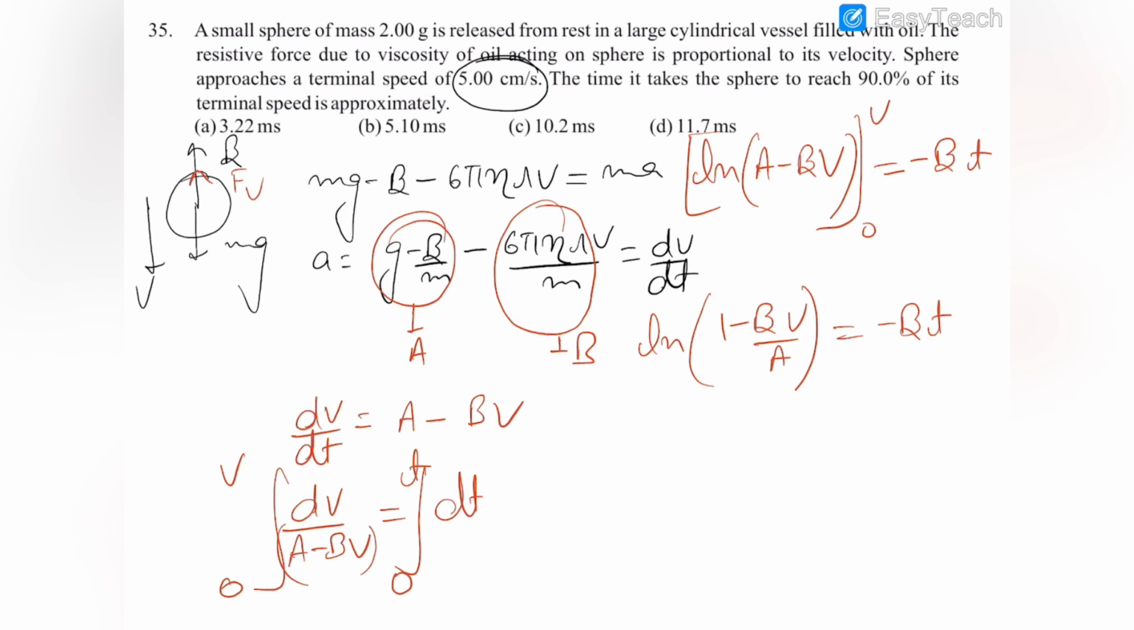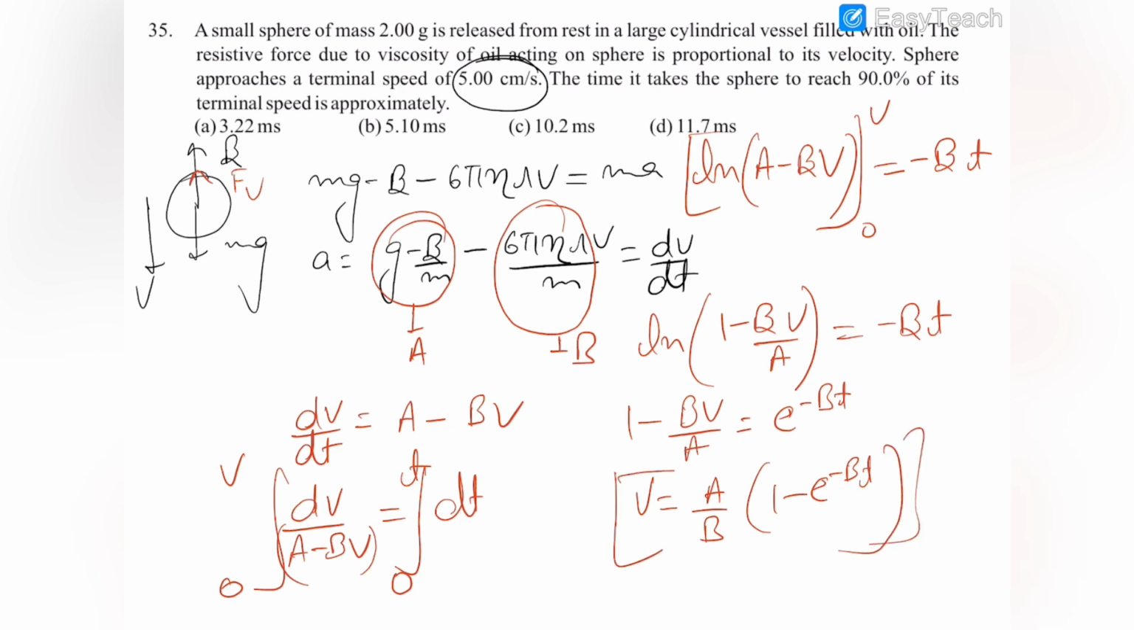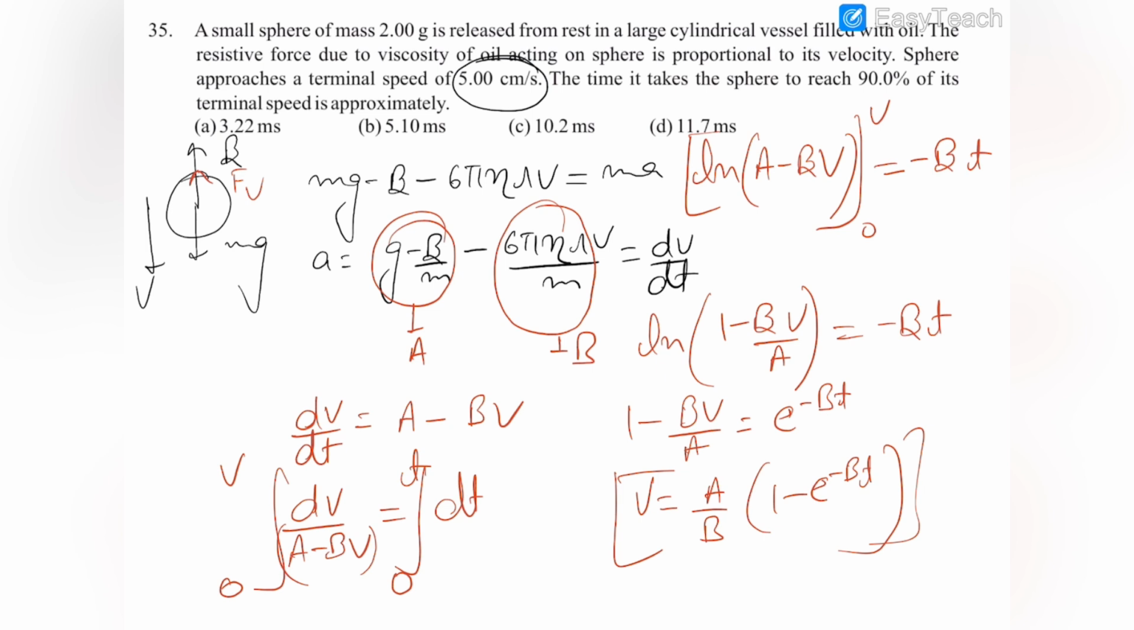So you can see that 1 minus Bv by A is equal to e to the power minus Bt, and therefore v is equal to A by B into 1 minus e to the power minus Bt. This is the final expression of velocity at any time t. Now let us solve the question.